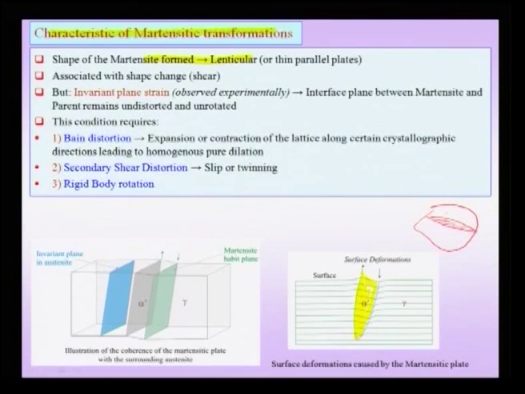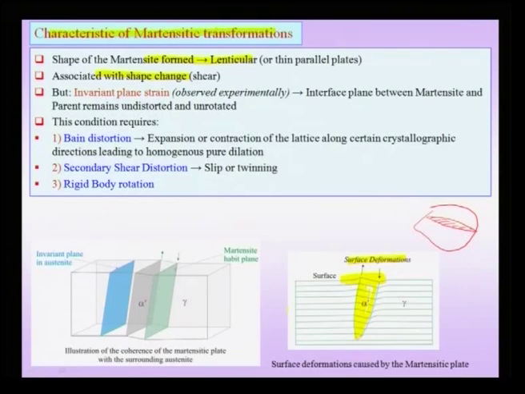The second thing of course is that this process is associated with shear or shape change and does not involve long range diffusion. And this shape change can clearly be seen in the form of surface distortions as shown in this schematic here, that if this plate actually intersects the surface, this shear leads to a distortion of the surface as clearly seen in this schematic drawn here.